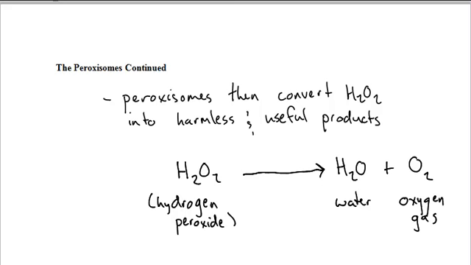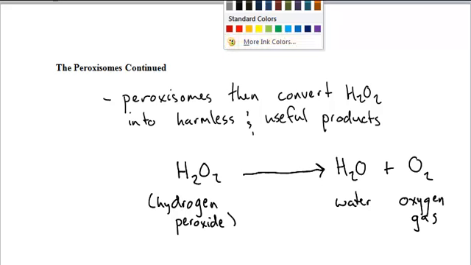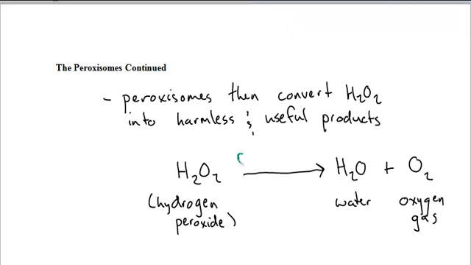And the way it does this is using the enzyme. Back to my obsessive use of green for enzymes. If the computer cooperates, there we go. Catalase. Okay. So, or in some cases they're called peroxidases. Catalase is just a specific example that we'll be using in our lab.